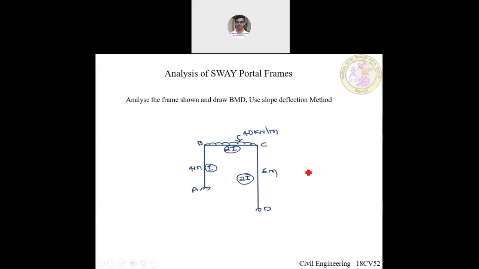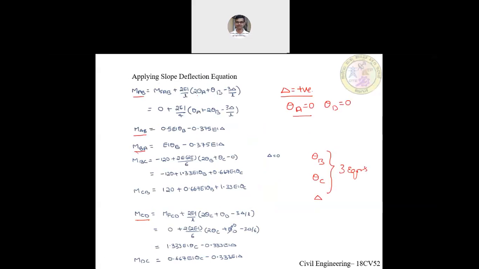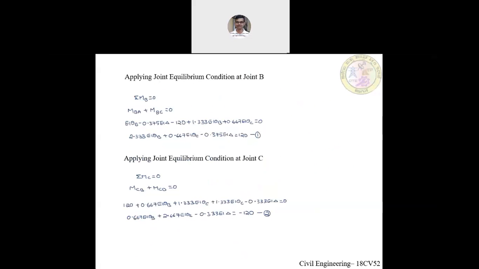But looking at the problem, we can apply the joint equilibrium condition at B, that is, the summation of moment at B equal to 0. You can say that MBA plus MBC should be equal to 0. And similarly, I can apply a joint equilibrium condition at C, where MCB plus MCD should be equal to 0. I can generate two equations, but I have three unknowns, so we have to look for an additional equation. Let us see how this additional equation can be generated.